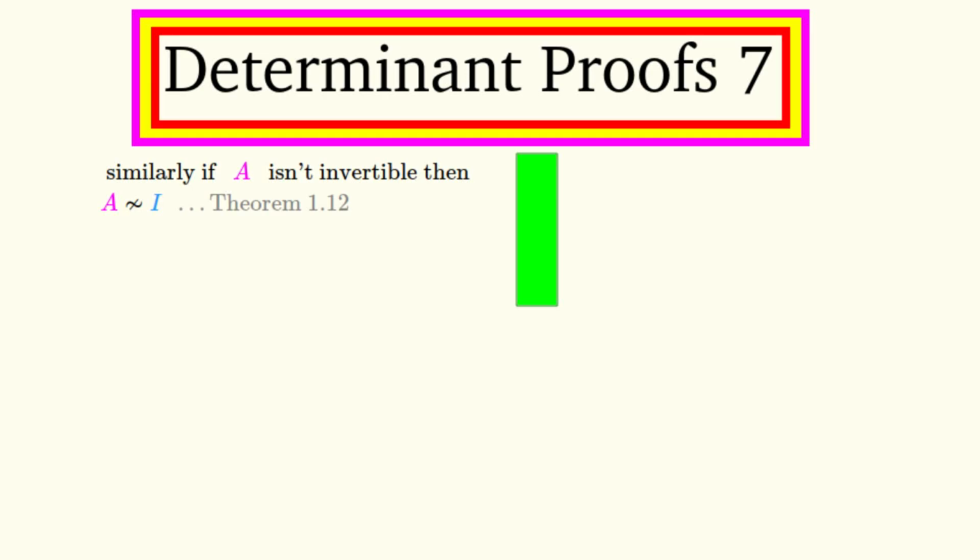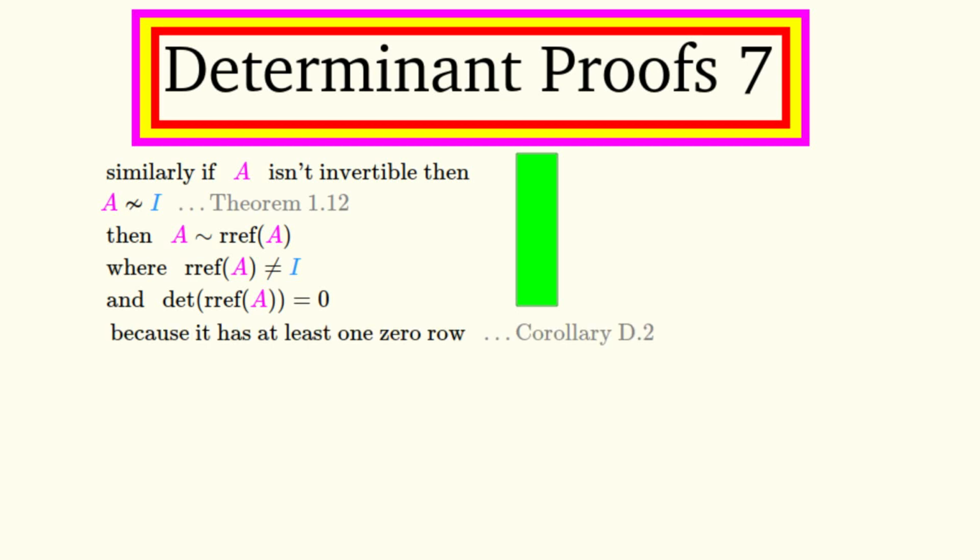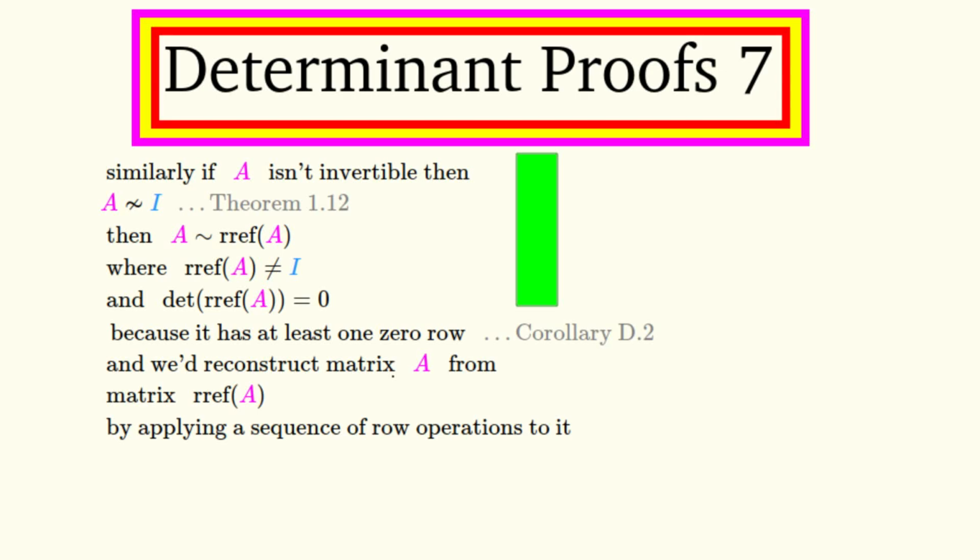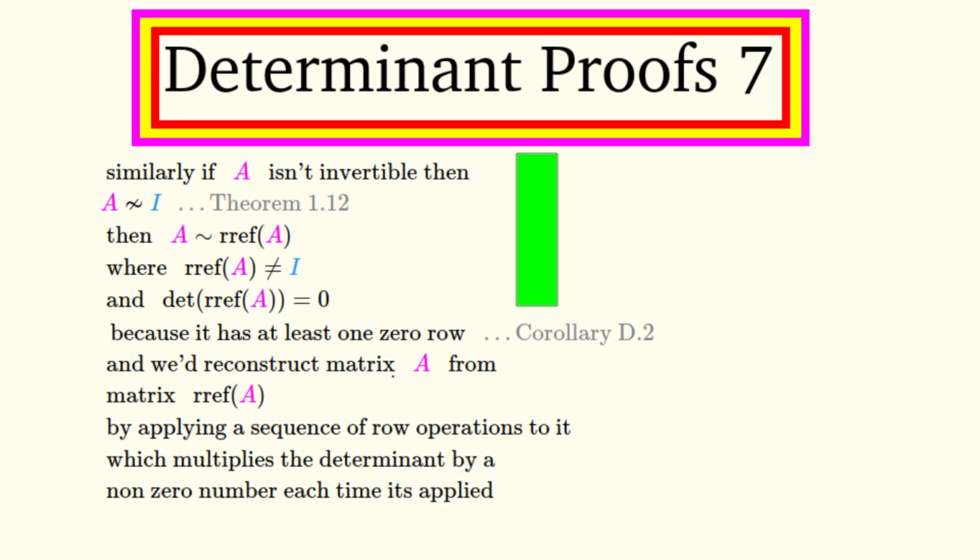We can say that it's not similar to the identity matrix. So it's similar to its reduced row echelon form. And its reduced row echelon form isn't the identity matrix I. And its determinant is 0, because it contains at least one row of zeros. And we could reconstruct A from its reduced row echelon form by applying a sequence of row operations to it. And these multiply the determinant by a non-zero number each time they're applied, which causes the determinant to remain 0.